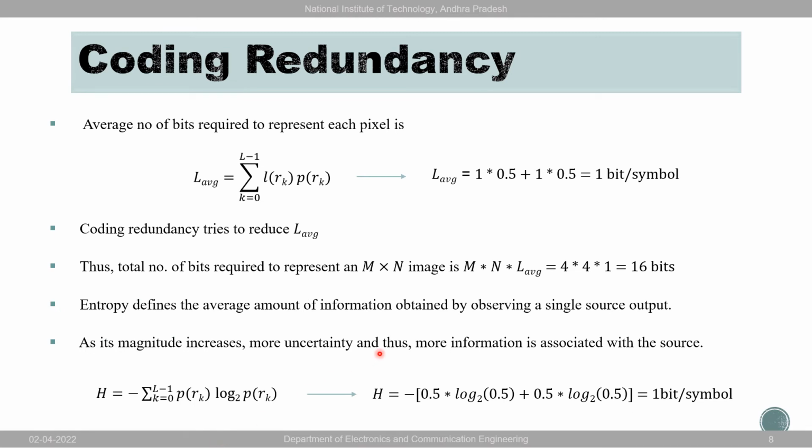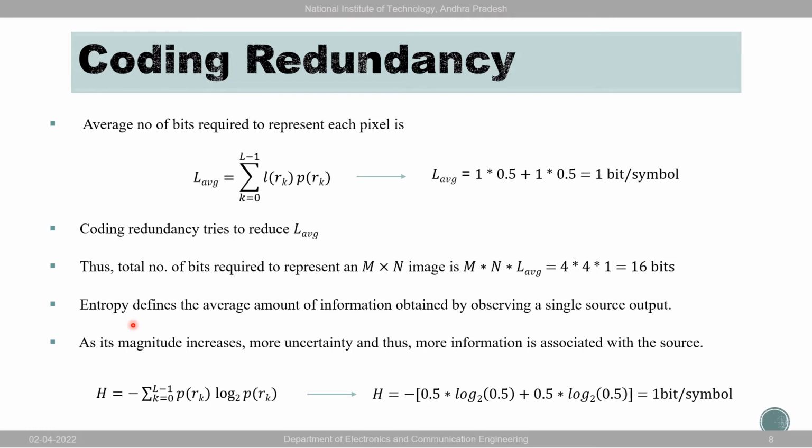Now we try to see how Huffman coding is helping us in image compression. For that, we'll first try to find the coding redundancy of the obtained code. So first we'll calculate the average length of the code, which is given by the formula summation of k equal to 0 to L minus 1 of L into P, where L is the length of each symbol and P is the probability of its occurrence. This comes out to be 1 bit per symbol in our case. We can also say that coding redundancy tries to reduce this average length. Also, the number of bits required to represent our image is given by m into n into the average length of the code, which is equal to 16 bits.